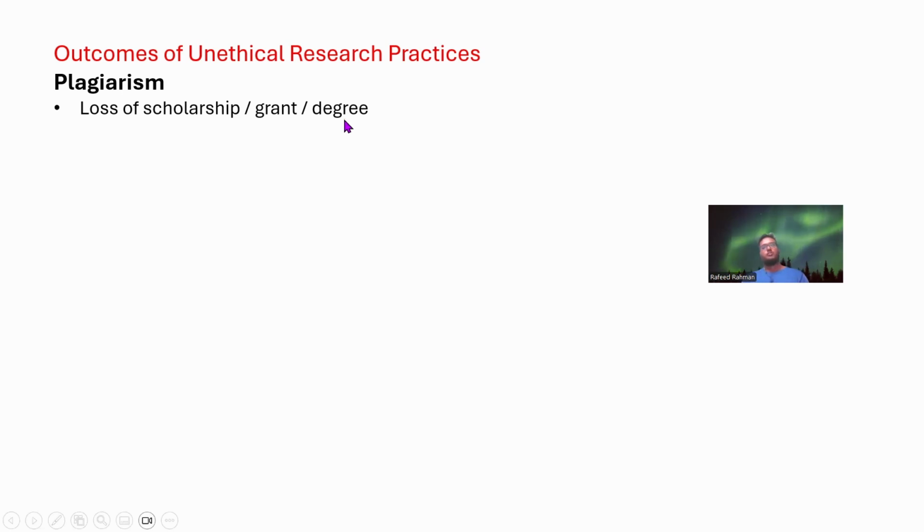So let's now discuss the outcomes of these unethical research practices. First of all, let's start with plagiarism. If you're plagiarizing, you can lose your scholarship, grant, or degree as a whole. Suppose you are doing a PhD and your PhD thesis is plagiarized from other sources. Your PhD can be revoked. Then, if you're plagiarizing other people's work, they can impose the copyright law on you, and that can make your life quite miserable.